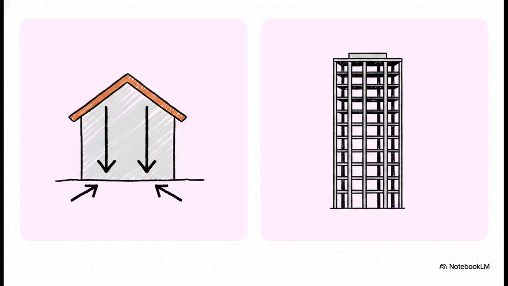Now, there are 2 main ways buildings actually support all that crazy weight. First, you have simple load-bearing walls. This is basically where the walls themselves do all the heavy lifting, carrying the roof's weight straight down to the ground. It's super cost-effective, perfect for a single-story home. But then on the other side, you have RCC. That's reinforced cement concrete construction. This is where concrete gets reinforced with steel bars to build this massive skeleton of beams and columns. This is exactly what you need to support huge skyscrapers and make structures earthquake-resistant.